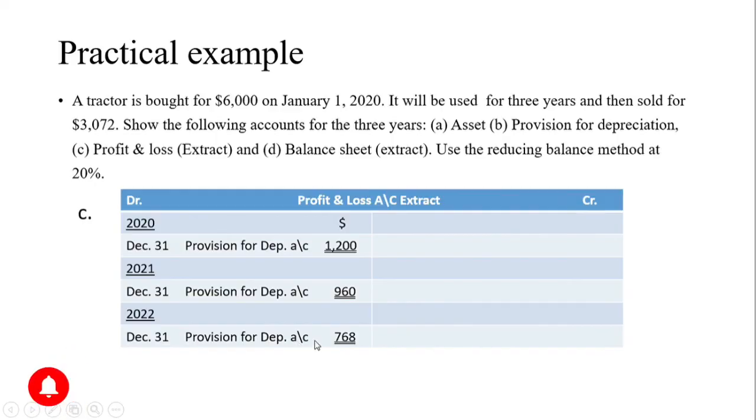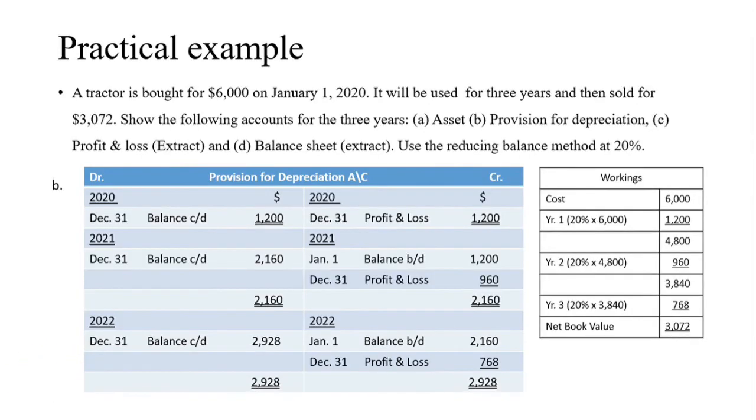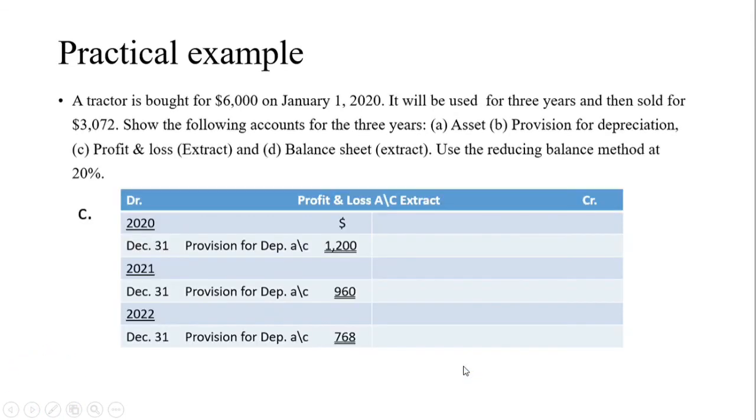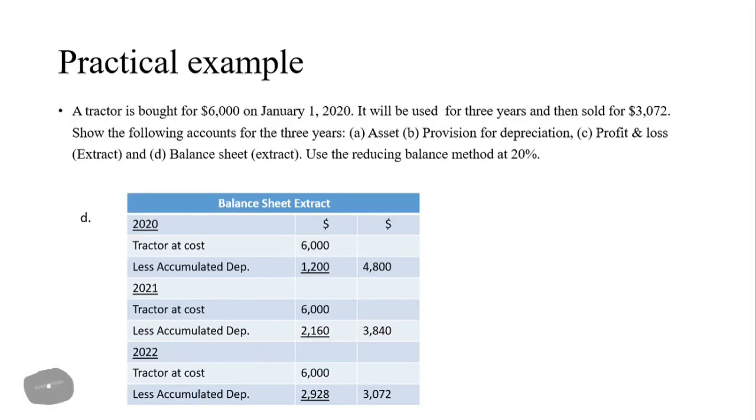So you can look back at your provision for depreciation account, the 1,200 there, the 960 there, the 768. You will realize that it is the same amount, the same figures that we have here for the various years, and you just double line it like that, and that should be okay to get full marks for the profit and loss extract. Remember, it's an extract, which means you are taking out a part of it. It's not the full profit and loss account. And then the last account, which is the balance sheet extract.